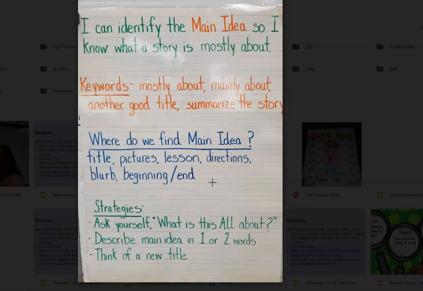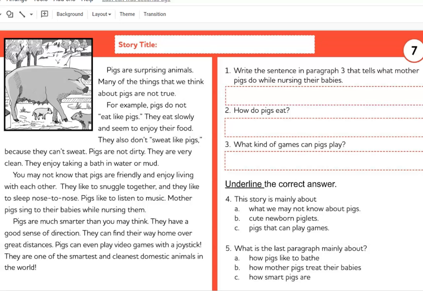So today we're going to try and find the main idea in our reading passage. We're going to do one together and then you'll do one on your own. So we need to ask ourselves, what is this all about? All right, so here's our first reading passage that we're going to do together. The first thing we want to do, just like when we answered literal questions, is first preview our questions.